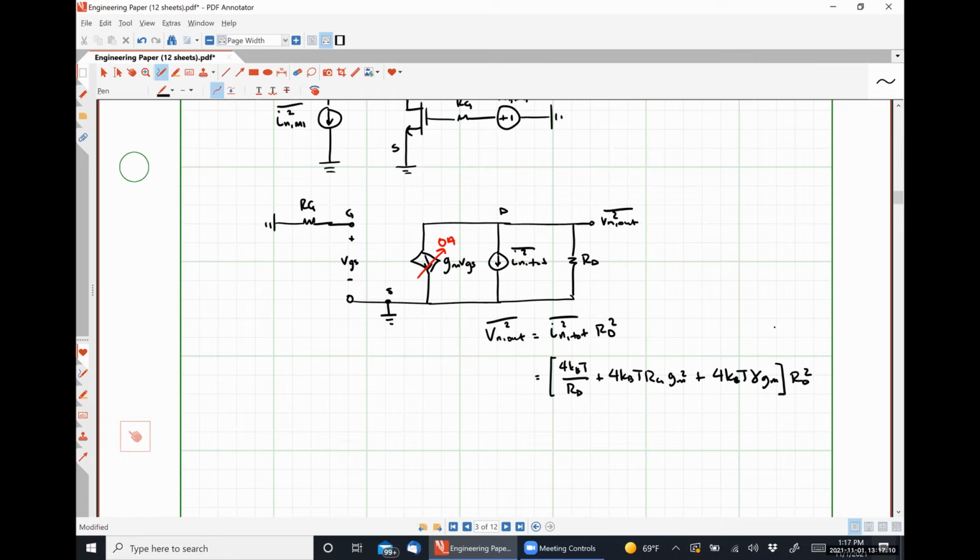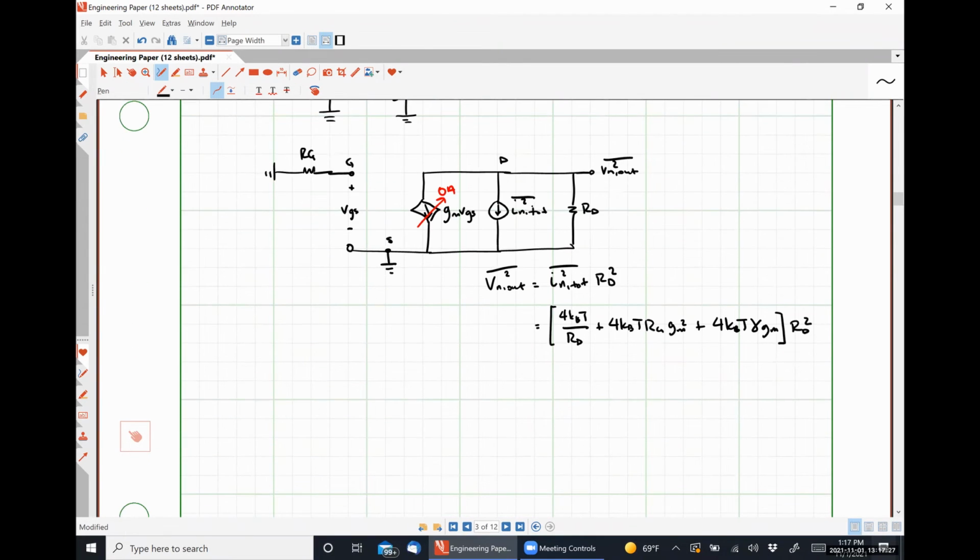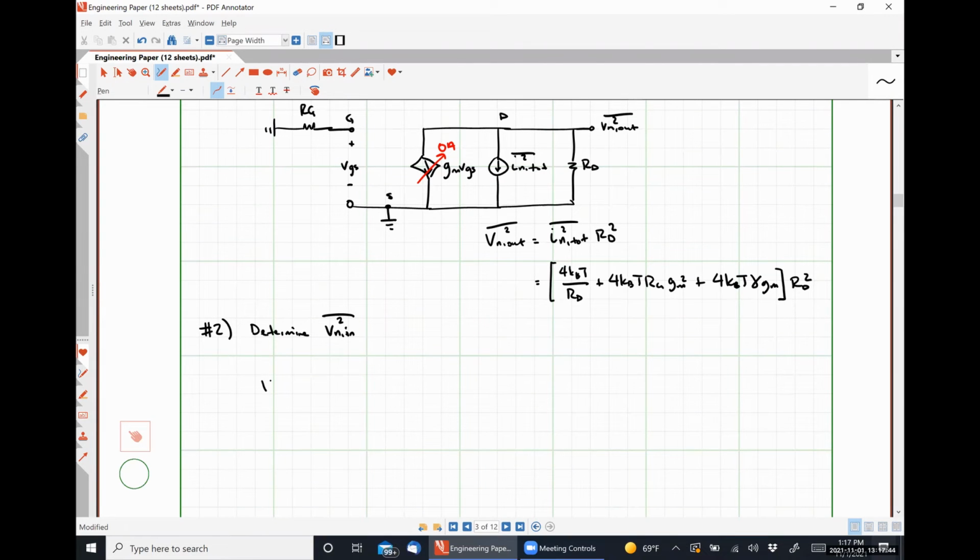All right. So now the easy step, or probably the easiest one in the whole problem, figuring out what the input referred noise voltage is, right? So the input referred noise voltage, let's call this step 2. The input referred noise voltage, VN in, is always simply VN out divided by the voltage gain of our system squared.